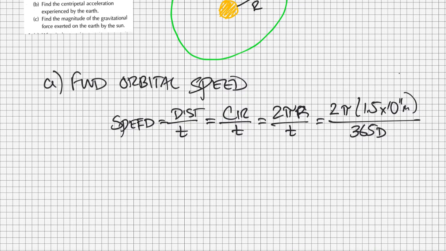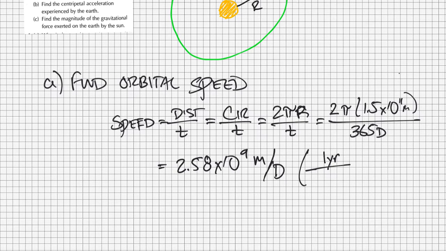When I do that, that's going to give me a speed of 2.58 times 10 to the 9 meters per year. And so what we need to do then is let's just get this into SI units. So we'll go to meters per second. And so what we'll do is we'll say 1 year is equal to, that's meters per day. Sorry, we divided by 365.